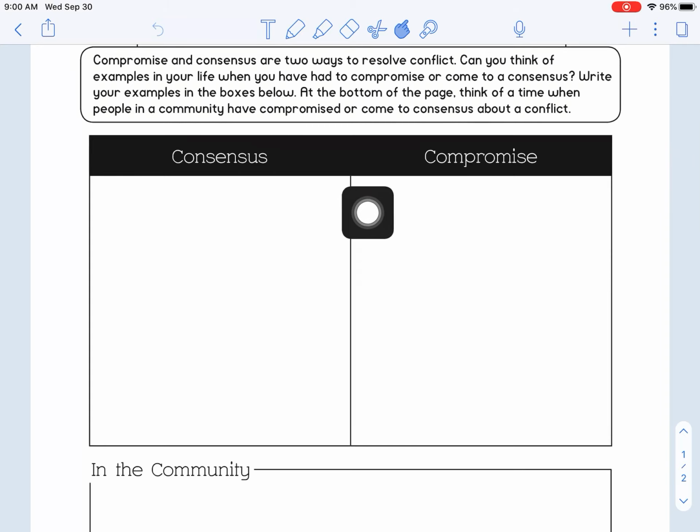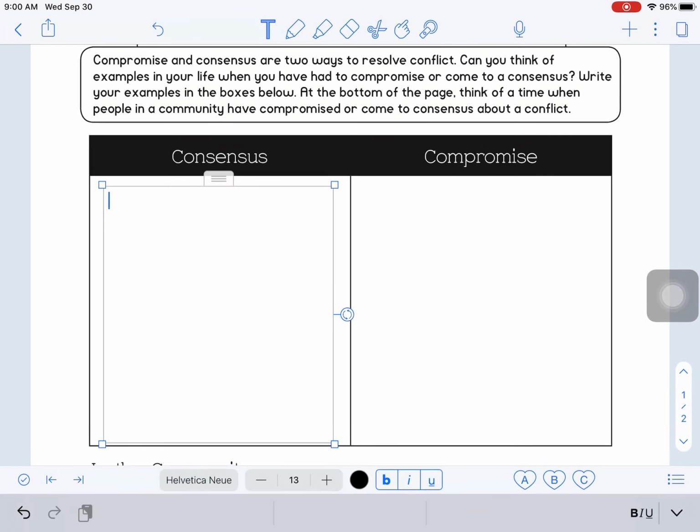So let's start with these two boxes here. I'm going to start with consensus. Thinking about my life, when have I had to come to a consensus with a group of people? I'm going to think back to when I was younger and living at home with my family. I had a pretty big family, there's 6 of us. So I'm going to use the example of getting pizza. We would have pizza a lot in my house, and we always had to come up with a consensus of what kind of pizza we wanted.